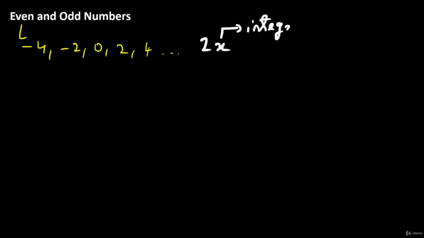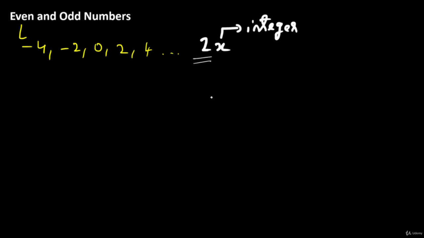Hi students, in this video, let's analyze even and odd numbers. So let's start with even numbers. What are even numbers? Let's take some examples. We have -4, -2, 0, 2, 4, etc. All of these are even numbers. So even numbers are of the form 2x, where x is any integer. Alright, so you can see that every even number will be divisible by 2.